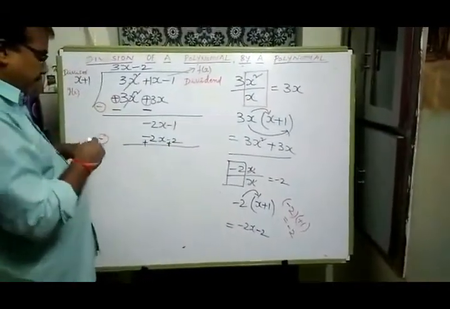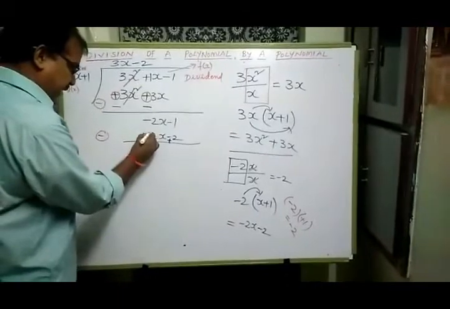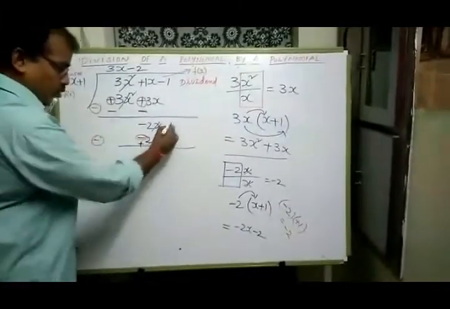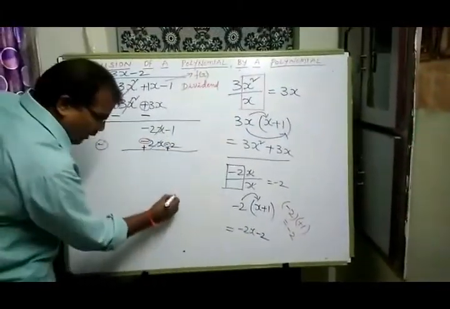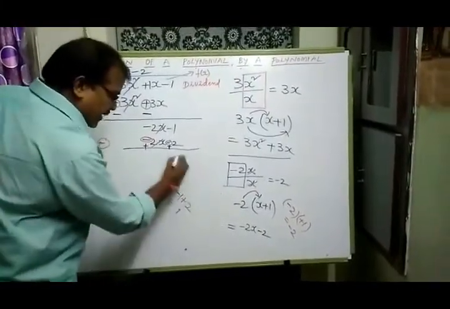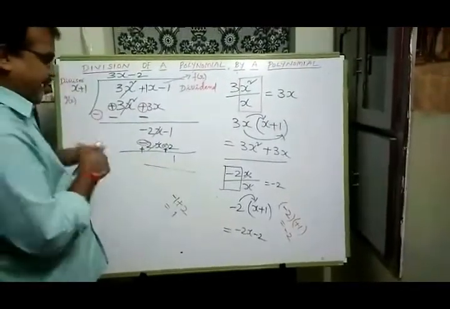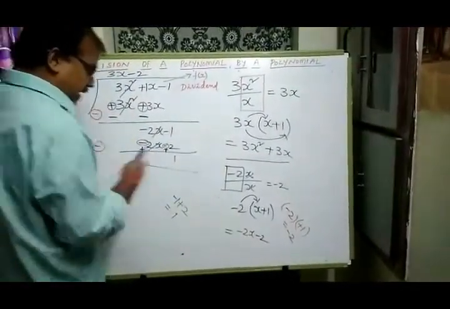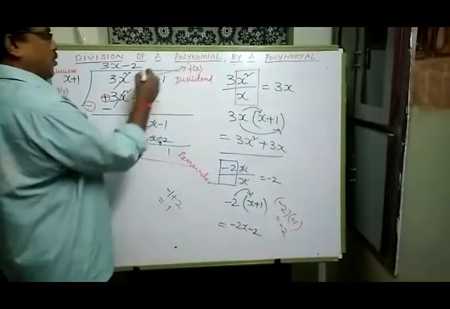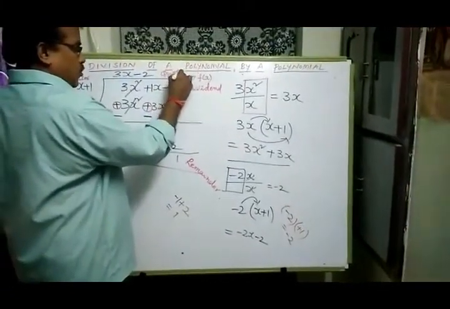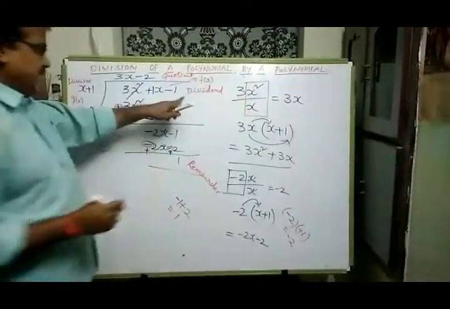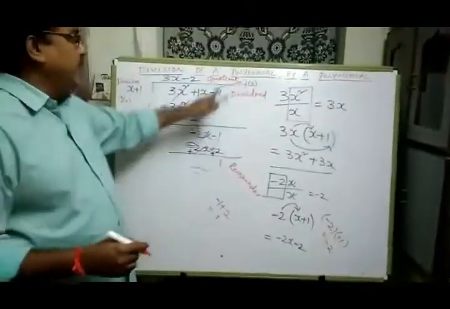So finally, forgetting about this sign, minus 2x, minus 2 and minus 2. Now minus 2x plus 2x is equal to 0. Minus 1 plus 2, that is nothing but 2 minus 1, which is equal to 1. This is the remainder. This one is the quotient.